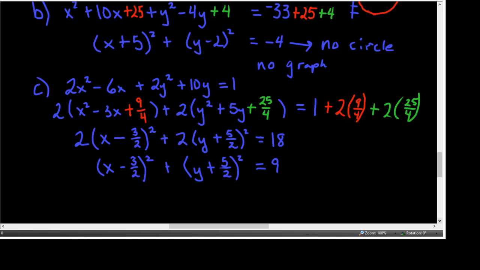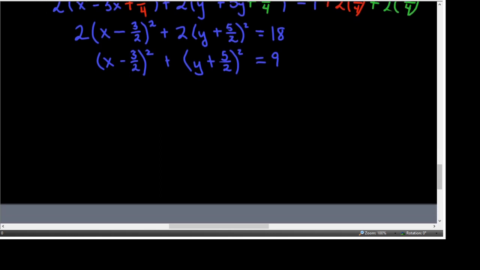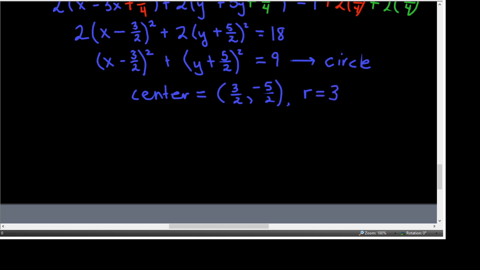Now, is this a circle? Is it a point circle? Or is there actually no graph? Well, because 9 is a positive number, that means we actually have a circle. So this positive 9 implies that we actually have a circle. Now we're supposed to graph it. So the center of this circle is positive 3 halves, negative 5 halves, and the radius is the square root of 9, 3.